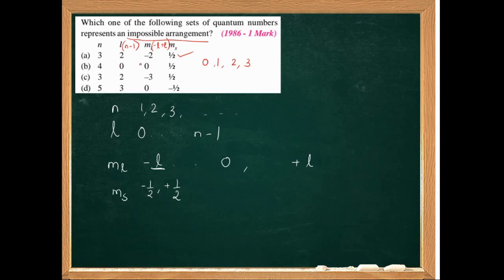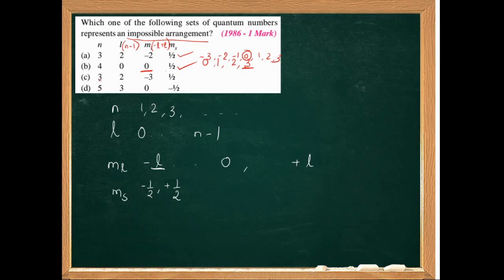ml is from minus L to plus L. So the maximum value of L is 3. So what can be the value of ml? It will be from -3, -2, -1, 0, 1, 2, 3. So if you see, 0 is a possible value with ml, yes, and plus half is also possible. So this is also an acceptable answer.